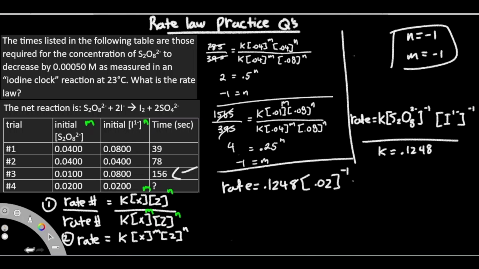Okay, we know it's -1, and then we know that this one's going to be also 0.02. Also to the power of -1. What do you end up getting? Just do your little calculation. I'm getting 312 seconds. That's going to be the rate. So that there is your answer. We found our rate law, which is this one over here, and we found our rate right over there.